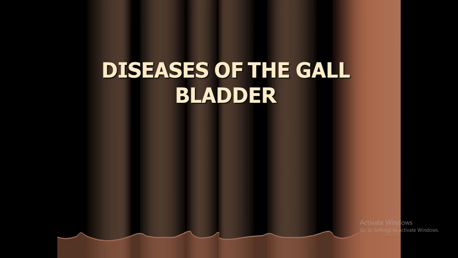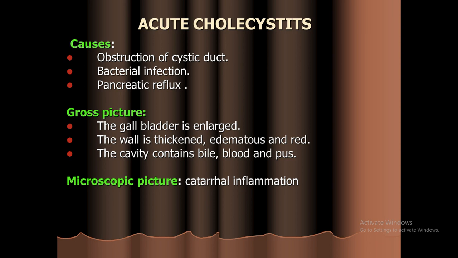Now we finished the liver, we will go to the gallbladder. Inflammation of the gallbladder is called cholecystitis. Cholecystitis, either acute or chronic. Acute cholecystitis, like any hollow organ, is due to obstruction usually, then superadded infection. Obstruction in the cystic duct or in the neck of the gallbladder, then superadded by bacterial infection. Grossly, the gallbladder is enlarged. Microscopically, it starts with catarrhal inflammation, and then it may proceed to suppurative inflammation.